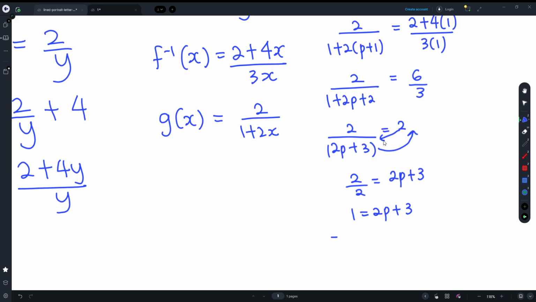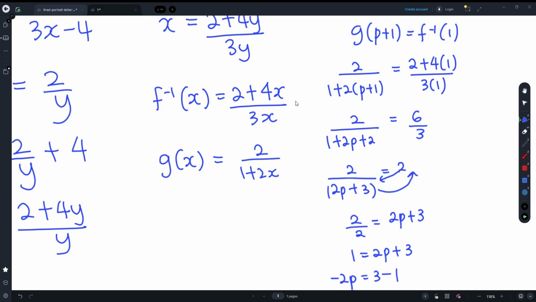So bring the 3 to the other side. Negative 2p equals 3 minus 1. So negative 2p is 2. P equals 2 divided by negative 2, which is equal to negative 1. And we have already found the value of P.